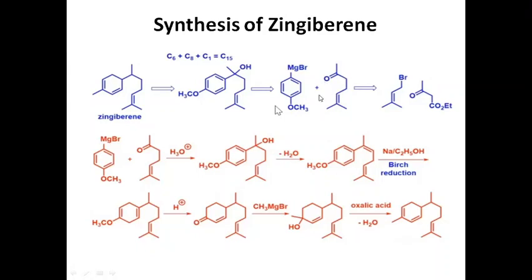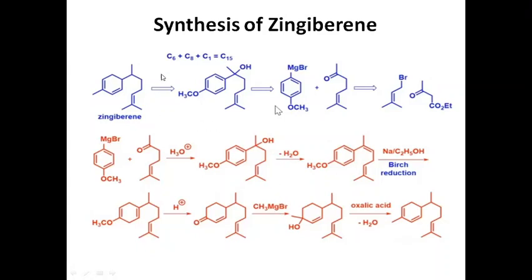This methyl heptanone then reacts with Grignard reagent, forming this tertiary alcohol. This tertiary alcohol, on dehydration, Birch reduction, and the reaction with Grignard reagent, yields zingiberene. So, as you can see, 8 carbon atoms come from this methyl heptanone, 6 carbon atoms come from this Grignard reagent, and another 1 carbon atom comes from the next Grignard reagent, methyl magnesium bromide.